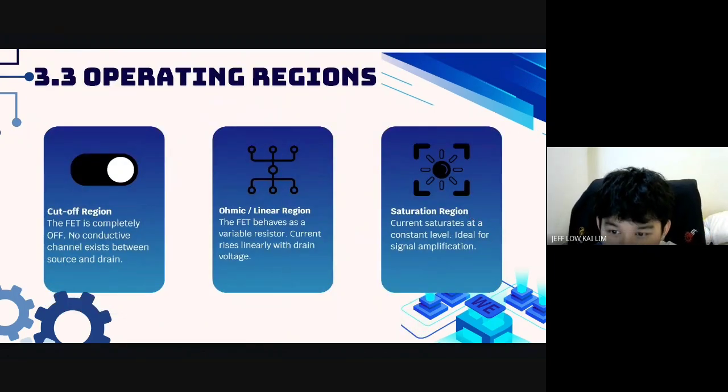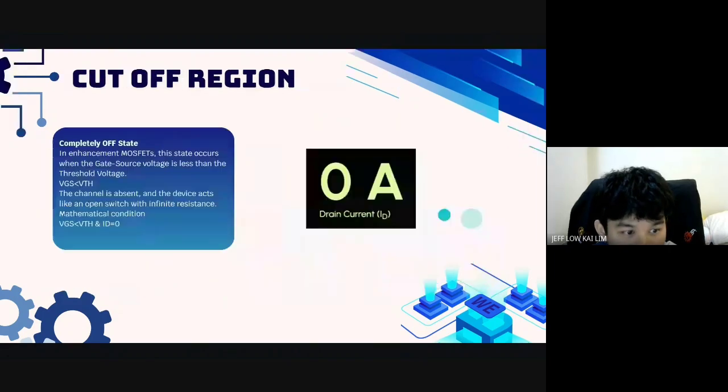So FETs operate in three regions: the cutoff region, the ohmic or linear region, and the saturation region. In the cutoff region, the FET is completely off. For an enhancement MOSFET, this happens when our gate-source voltage is less than the threshold voltage. The channel simply doesn't exist, and the device acts like an open switch with zero drain current.